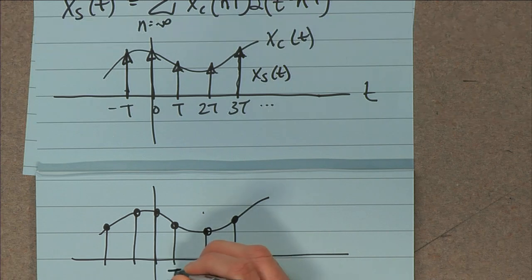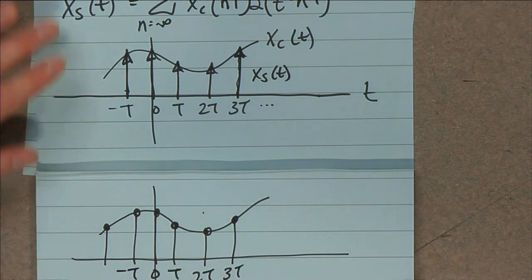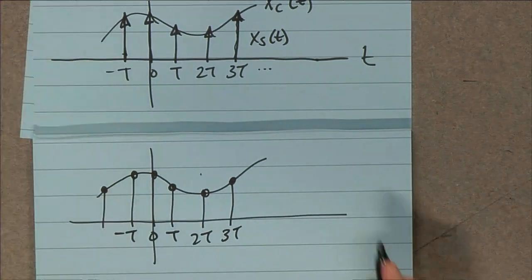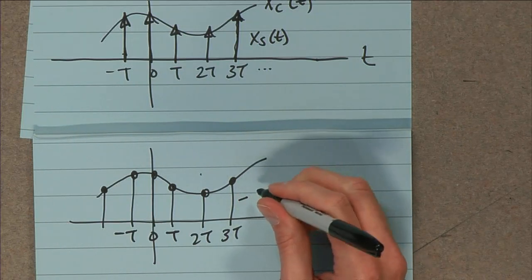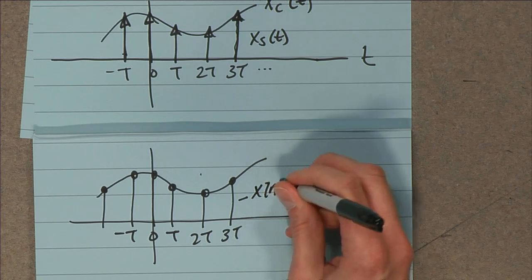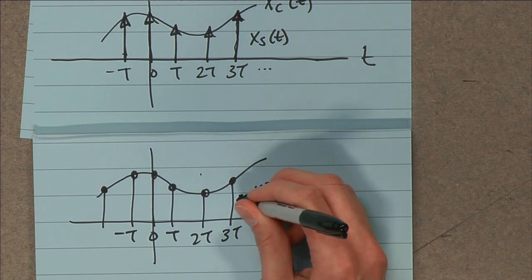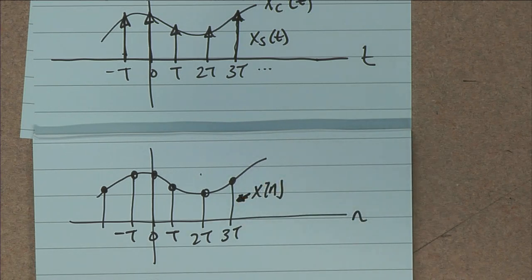3t, 2t, t, 0 minus t. And this is n, not t now. And these are impulses that represent x of n. So what's going on? What are the differences between these? So x_s of t is 0 between samples.